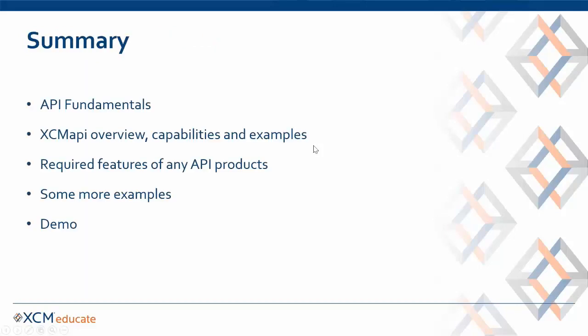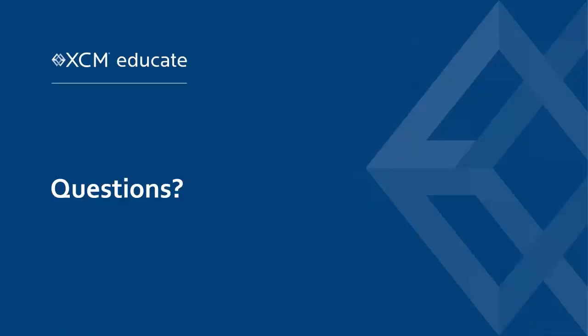So in summary, this is what we went over. We went over API fundamentals. Then we went over XCM overview, XCM API overview, and the capabilities and the examples. Then we touched upon the features that one needs to look into when choosing API products. We dove down into the more technical side of examples, and then got into the demo. We are going to open it for questions now. I don't know whether questions have already started coming or not, but more than happy to answer.